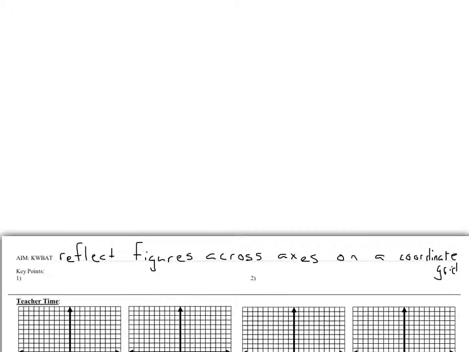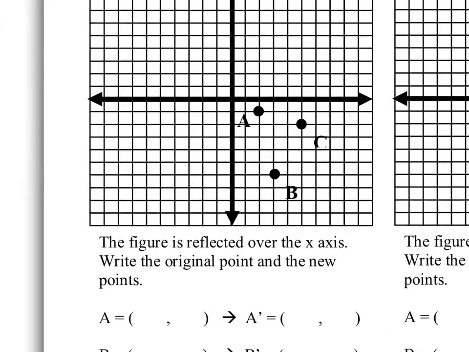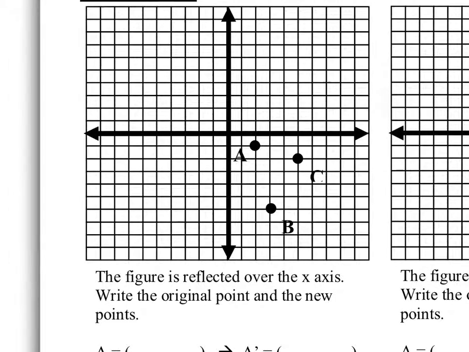Goal today is we're going to be looking at reflecting figures across the axes on a coordinate grid. There are definitely more things that you can reflect it across. Today we're focusing only on the axes. All right, so the figure below or above is reflected over the x-axis. Let's write the original points and the new points.